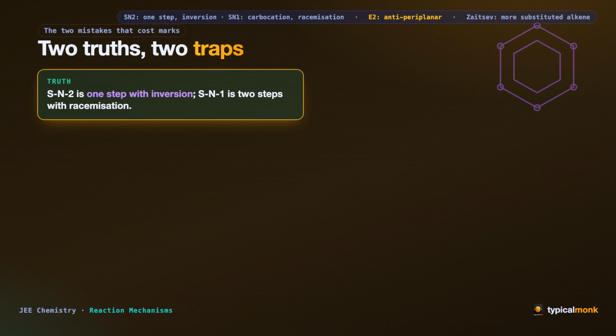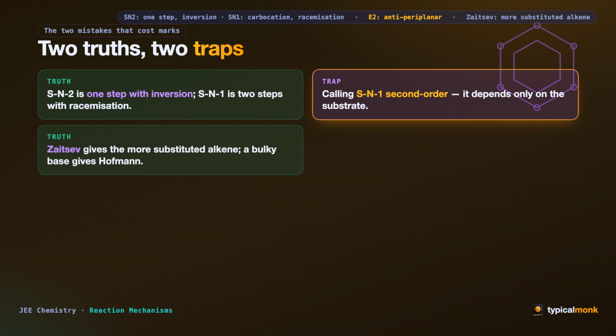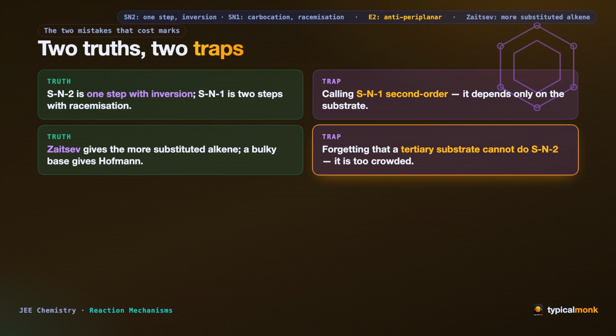Now, the two mistakes that quietly cost marks. The truth, SN2 is 1 step with inversion. SN1 is 2 steps with racemization. The trap, calling SN1 second order. In fact, it depends only on the substrate. The second truth, Zaitsev gives the more substituted alkene, while a bulky base gives Hofmann. The second trap, forgetting that a tertiary substrate cannot do SN2. It is simply too crowded for a backside attack.